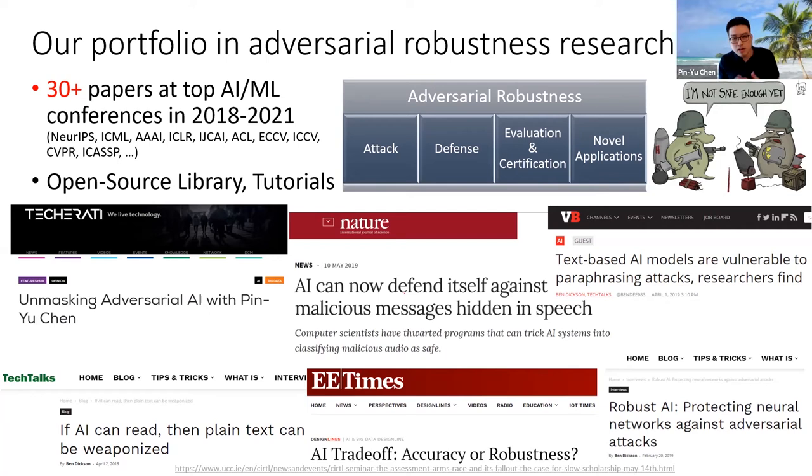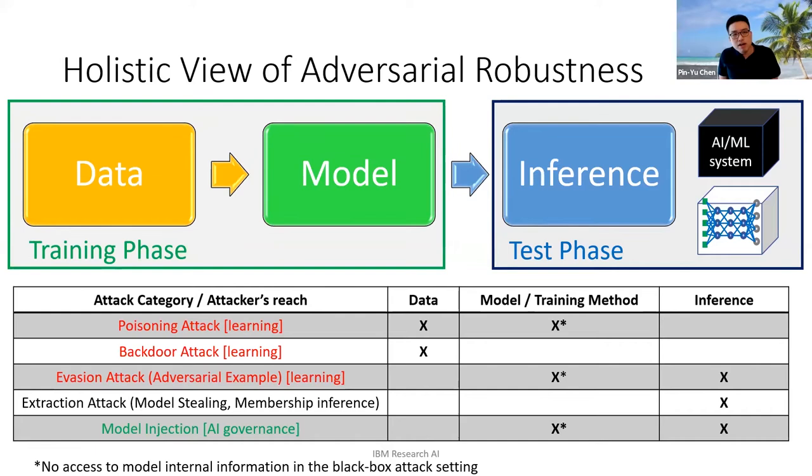So I want to provide a holistic view of adversarial robustness here. If you think about the whole pipeline and life cycle of machine learning, it includes two phases. There's a training phase. There's also a testing phase.